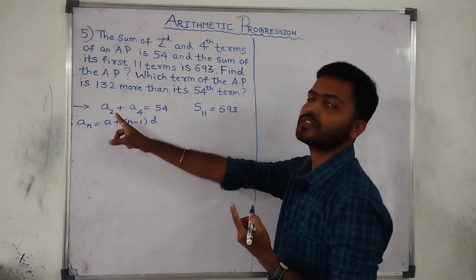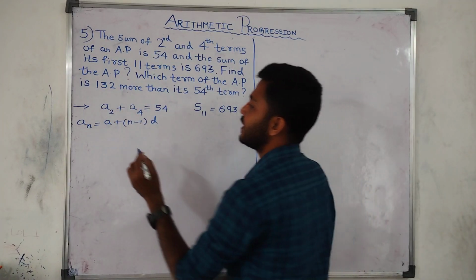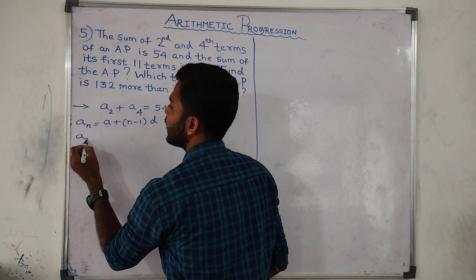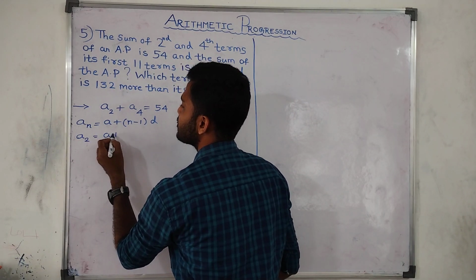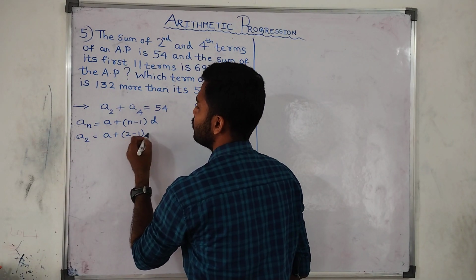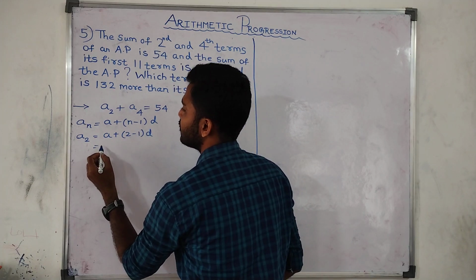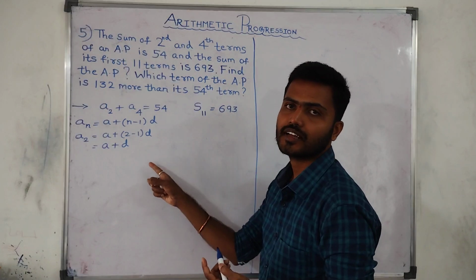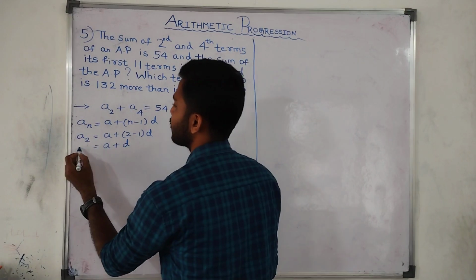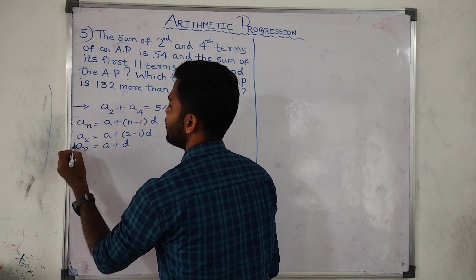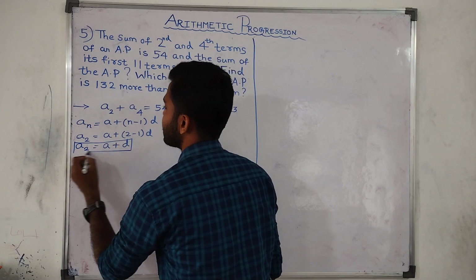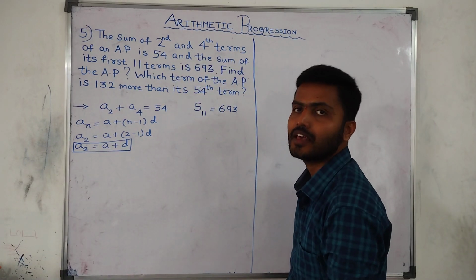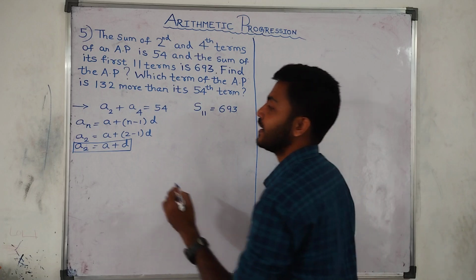Okay? So since we are finding the second term, ನಾವು ಯಾವ ರೀತಿ ಬರೆಯಬಹುದು? A2 is equals to A plus 2 minus 1 into D, which in turn will be nothing but A plus D. So 2 minus 1 is 1, into D is D. So this is going to be A2. So I can represent A2 as A plus D. Okay? So similarly let us do it for A4.